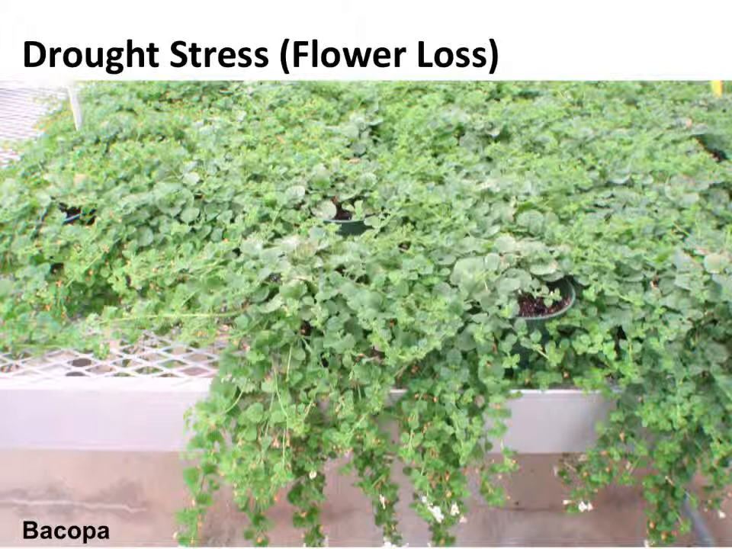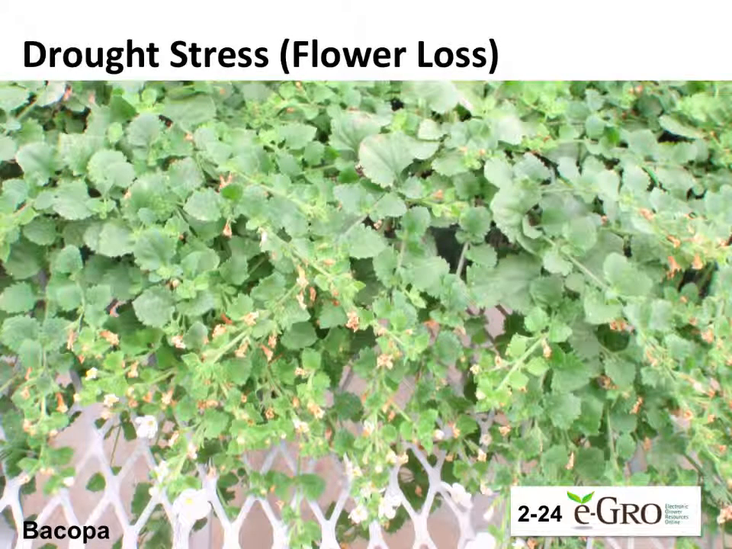There's a lot of growth there. Probably a plant growth regulator would have helped to moderate some of that growth also to help avoid that problem. And here's a little closer shot of the same plants. Now I want to point out that in the lower right you see a number 2-24 in e-GRO. That means that we covered this particular problem in one of our e-GRO alert newsletters.